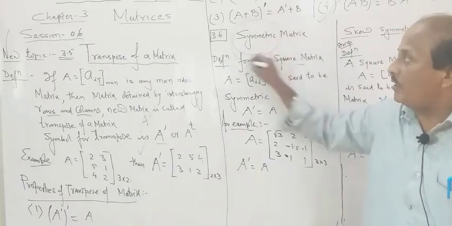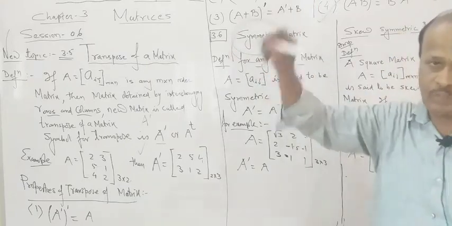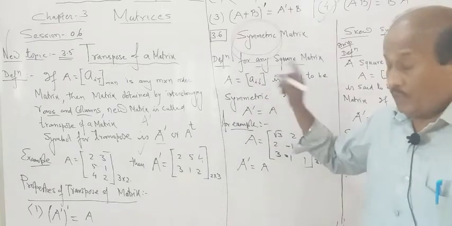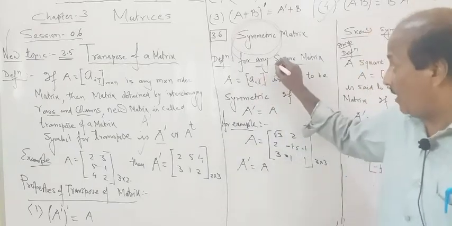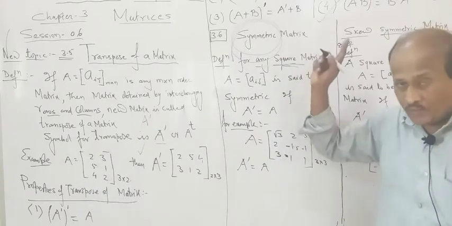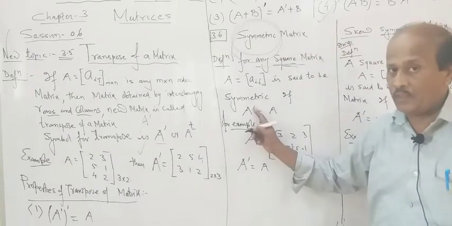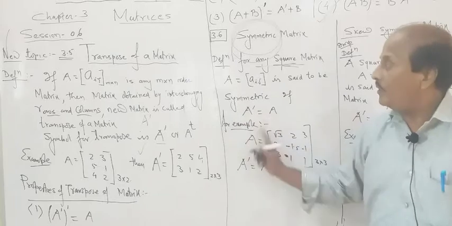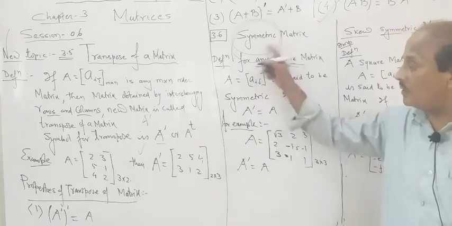The name itself will tell you the definition. What do you mean by a symmetric matrix? For any square matrix, I am underlining this property. For any square matrix, when you find the transpose of that square matrix and you get A itself, then it is called a symmetric matrix.